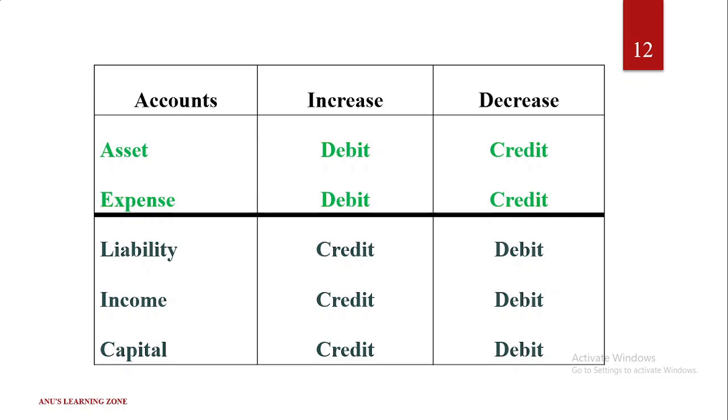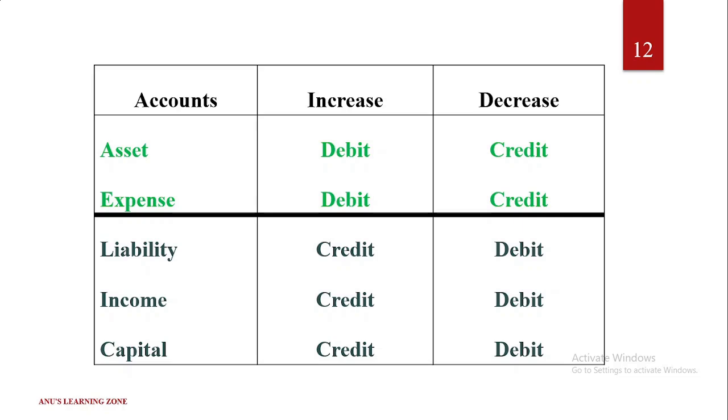Now just look at the rules. Both the asset as well as the expense have the same kind of treatment. That is, when the asset as well as expenses increase, we need to debit that particular account, and when an asset or an expense decreases, we need to credit that account.